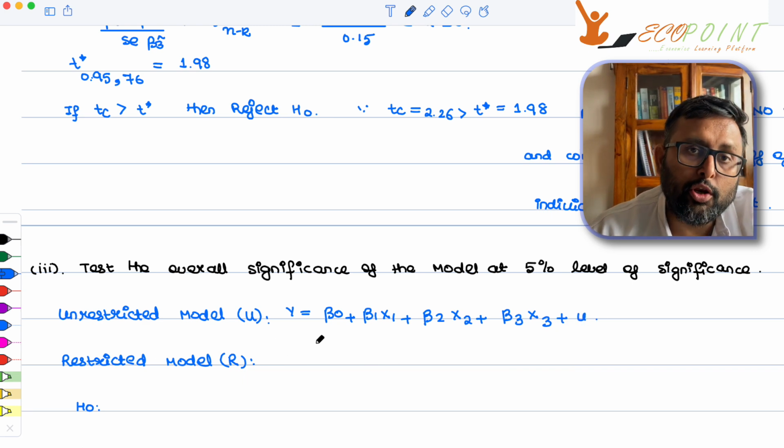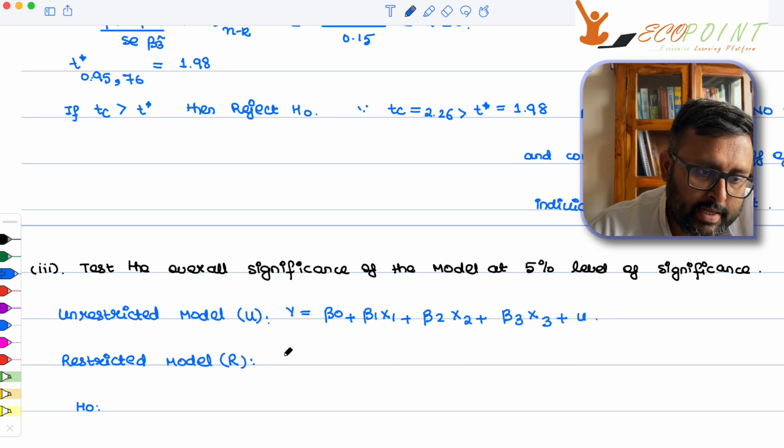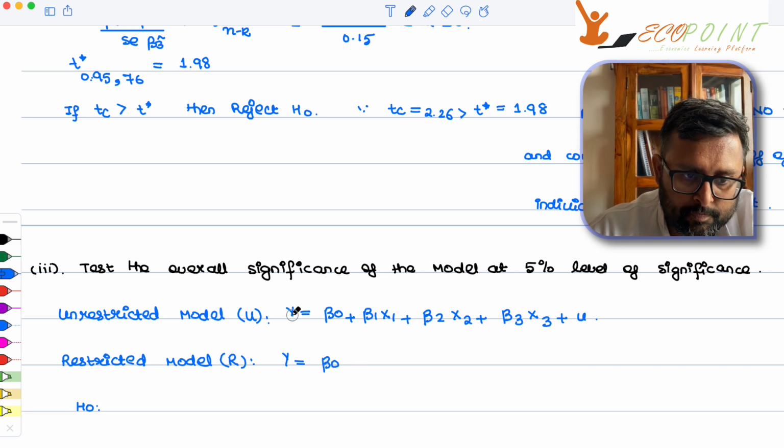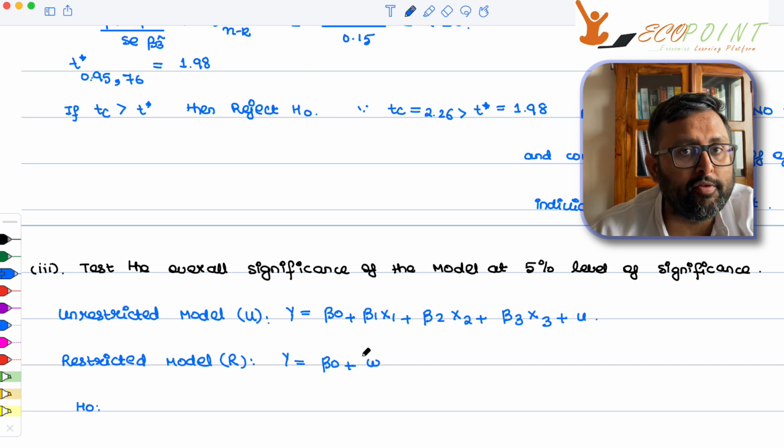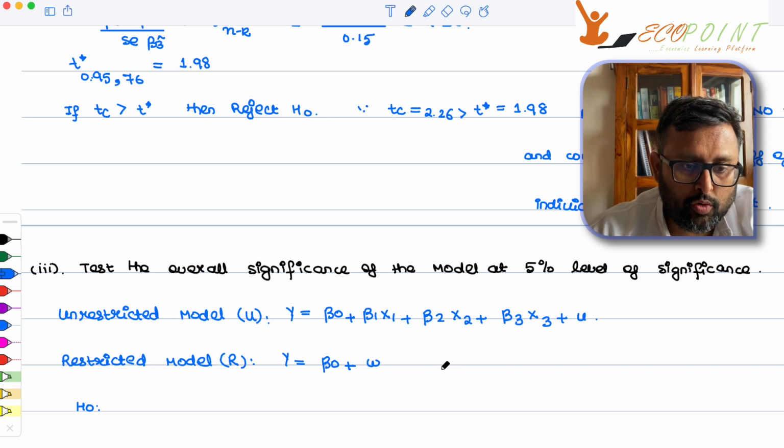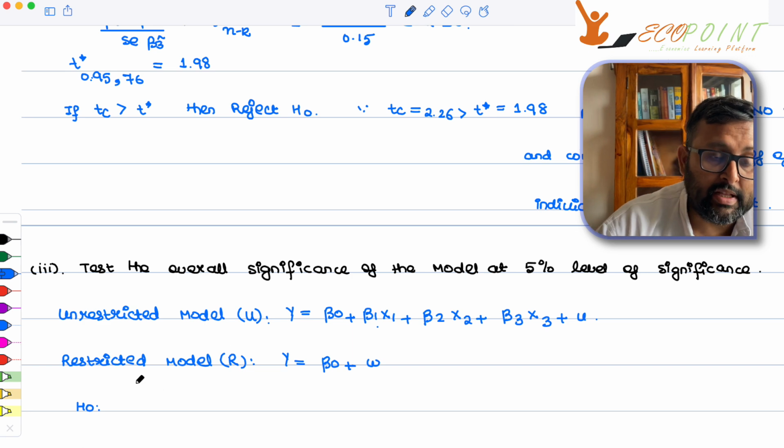The restricted model, or super restricted model in this case, is that you just have the intercept and all other terms you assume to be 0. They are not individually significant. So that is the super restricted model. So you will assume beta 1, beta 2, beta 3 to be 0. That is what you want to check.